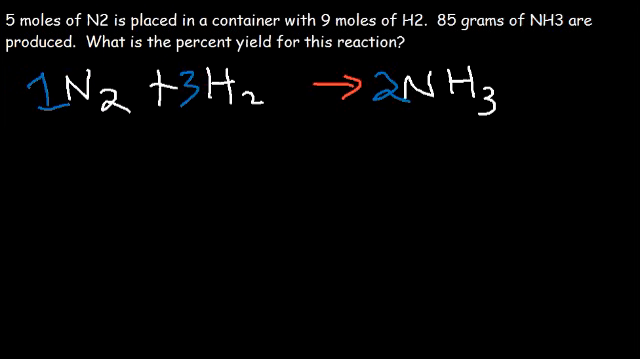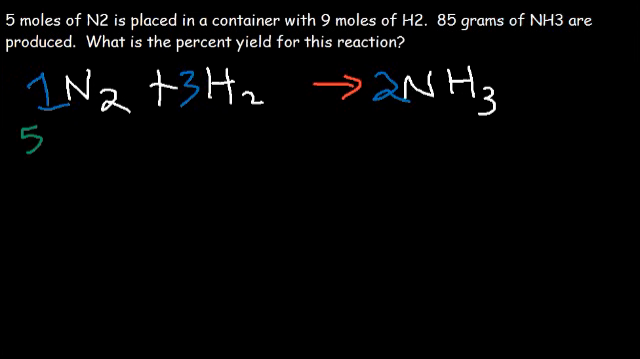Now whenever you're given the quantity of both reactants, you need to determine which reactant is limiting and which one is excess. The limiting reactant is the one that runs out first. So therefore, the amount of product that can be produced is based on the limiting reactant. The excess reactant doesn't really run out. There's some that remains after the reaction. Not all of it reacts.